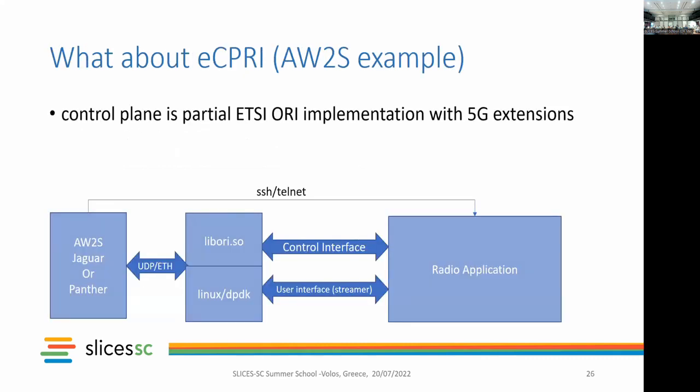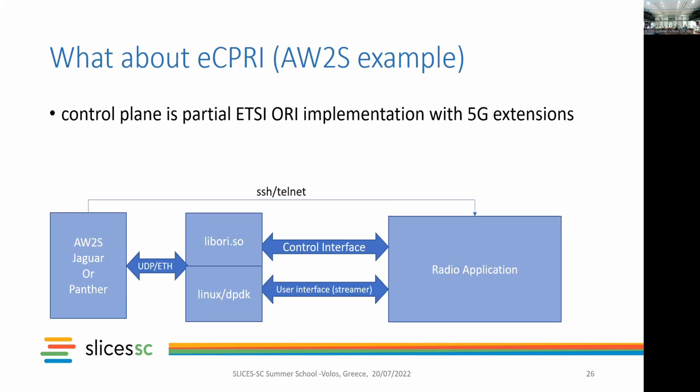Now, what about EC3? Here I'll take an example of AWS. The control plane is a partial ETSI-ORI implementation. Maybe nobody here has heard about ETSI-ORI. I'll show you the document in a second. ETSI-ORI was an initiative for developing an open fronthaul inside of ETSI. It was defined for 4G, for LTE, in 2014, or the last version of it. What AW2S did is they extended it a little bit to 5G. Strictly speaking, it was already for 4G, but they extended it to 5G.